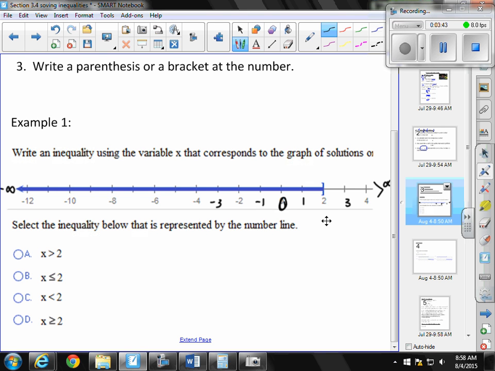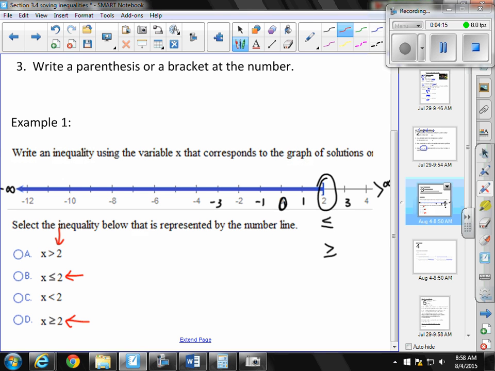On this one, 2 is my ending point, and 2, if you notice, we have a bracket here. So this tells me that this inequality is going to be either less than or equal to or greater than or equal to, because that's where I use a square bracket. And it's at 2, so if you look at the inequalities here, the inequalities all have to do with 2. So we need to know, is x going to be less than or equal to 2, or is x greater than or equal to 2?